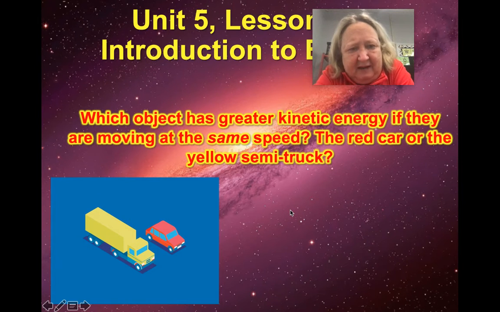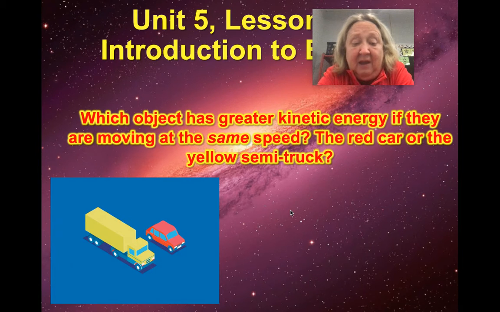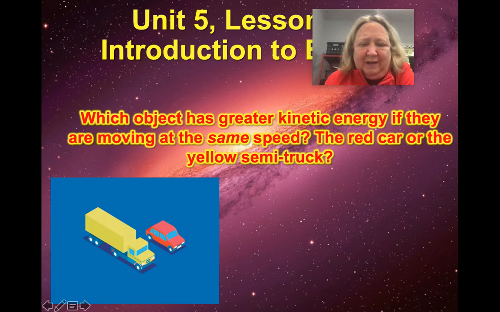All right, so let's look at this question. Again, you're going to have it later today when you get to the questions. Which object has greater kinetic energy if they're moving at the same speed? So if the semi is moving at 50 miles an hour and so is the little red car, which one is going to have more kinetic energy? Well, if they're moving at the same speed, it goes to their mass.